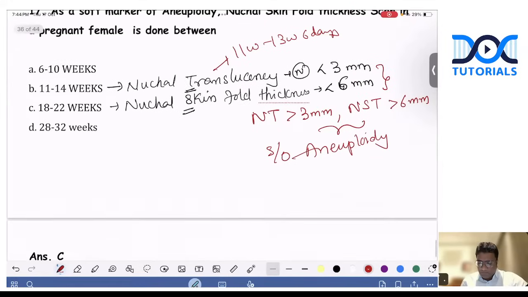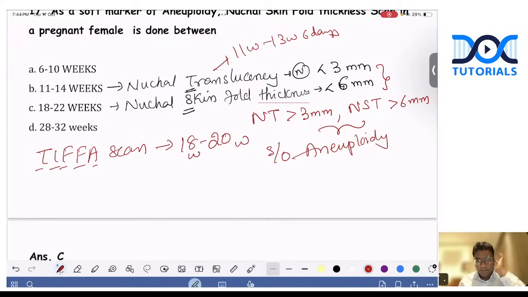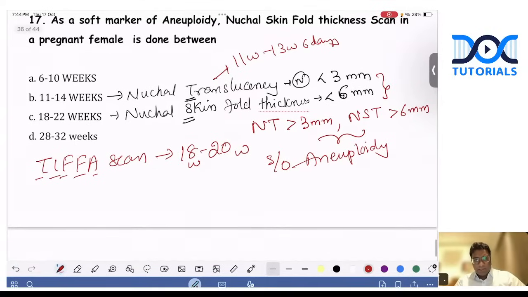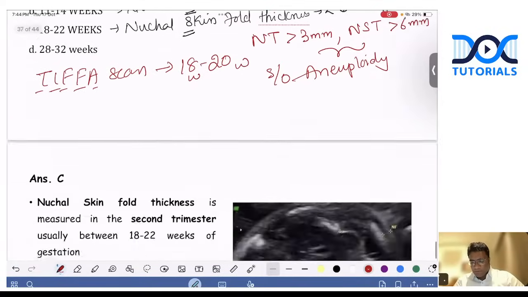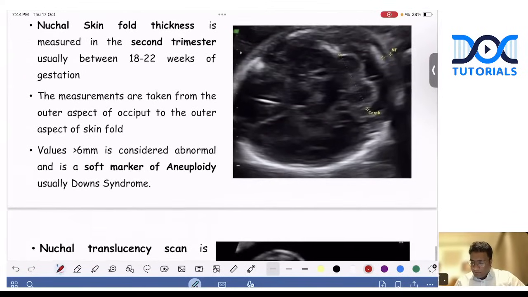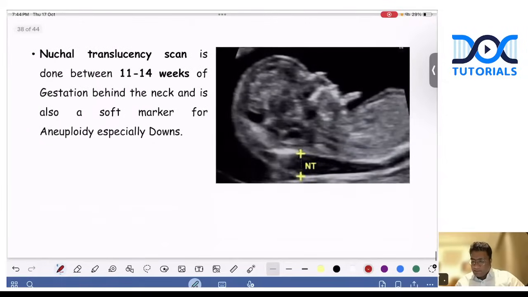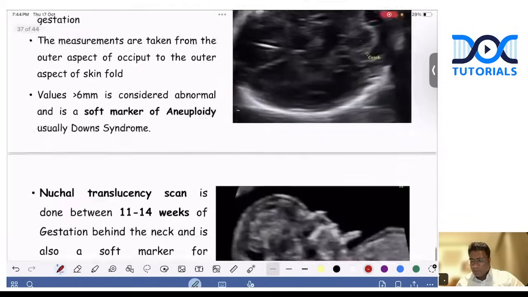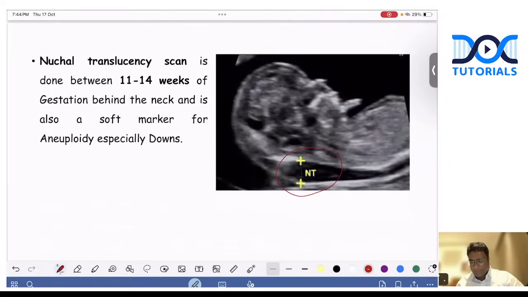Next, when do you do the TIFFA scan, by the way? This is for fetal anomalies, targeted imaging for fetal anomalies. This is also done between 18 to 20 weeks of gestation. You can go up to 22 weeks, around the same time as the nuchal skin fold thickness. To look at fetal anomalies, the TIFFA scan should be done between 18 to 20 weeks of gestation. So this is nuchal skin fold, where you look at the skin fold behind the occiput. And this is nuchal translucency, where you look behind the neck in the baby. So nuchal skin fold thickness is different, and the nuchal translucency scan is different.